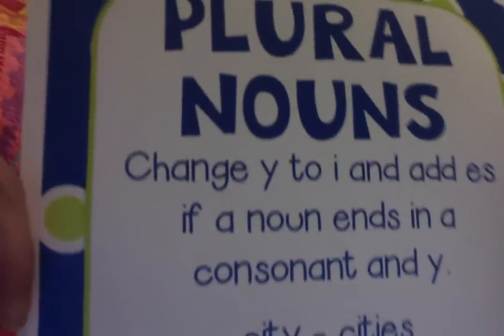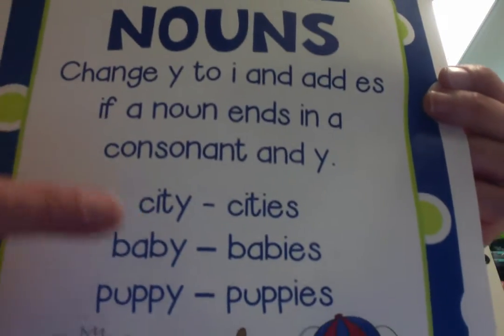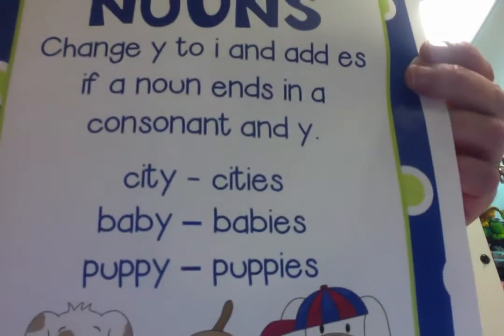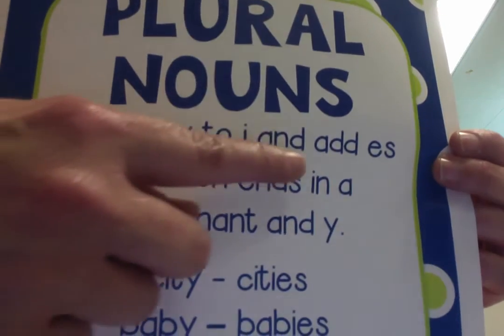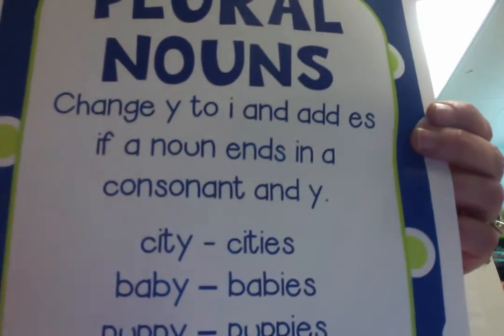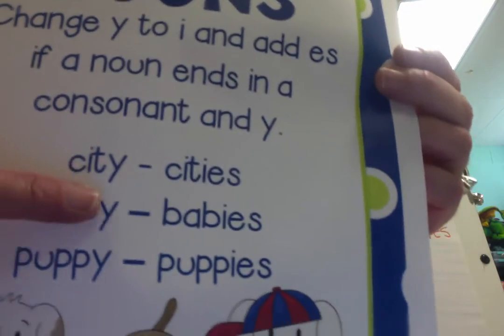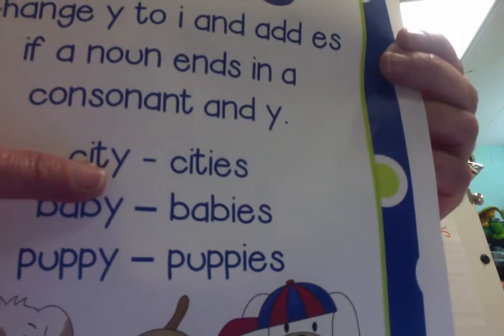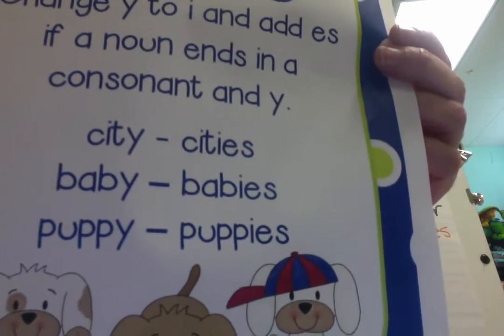Okay, now I want to talk to you about plural nouns, boys and girls. We know that if you have a consonant and Y, you're going to change the Y to I and add ES, okay? So you change the Y to I and you add ES if the noun ends in a consonant and Y. So here we have city. T is a consonant. So I know since that's a consonant, I'm going to change my Y to I and add ES and make it cities to make it plural.